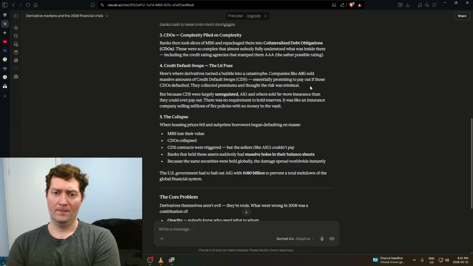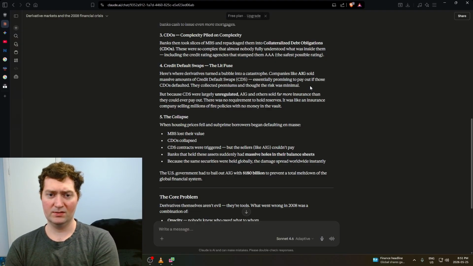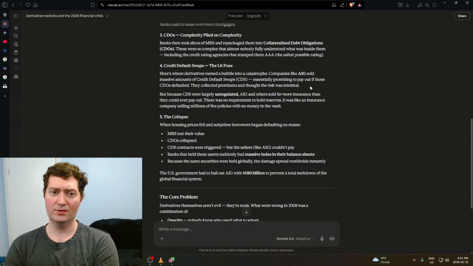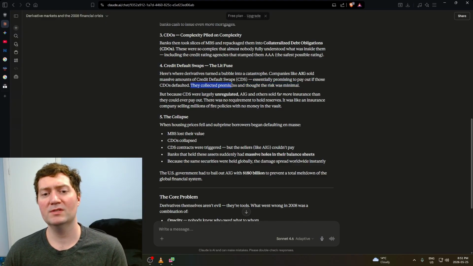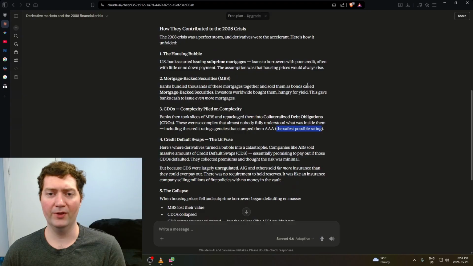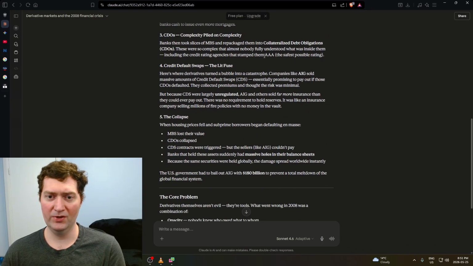So there were companies that sold credit default swaps, promising to pay out if those collateralized debt obligations defaulted. They collected premiums and thought the risk was minimal. So they collected premiums as their cash flow. They thought they were safe because they got the safest possible rating. But the whole thing was built on loans to borrowers with poor credit. So this is where everything went wrong.